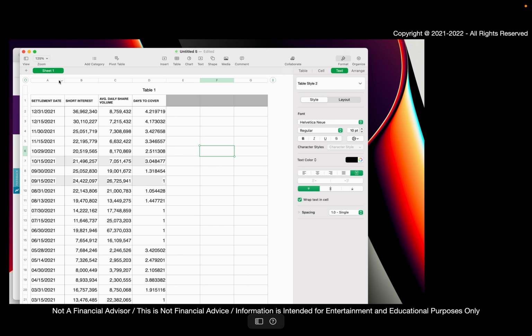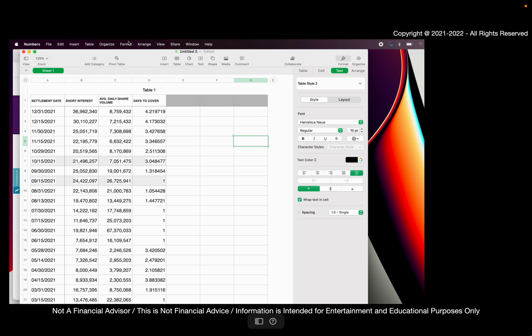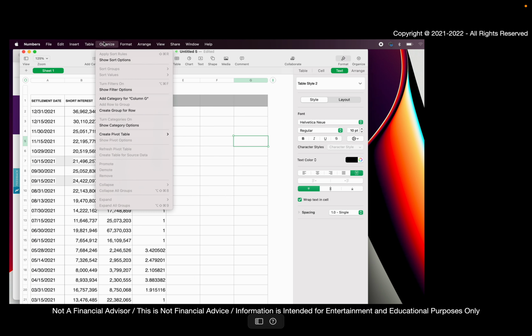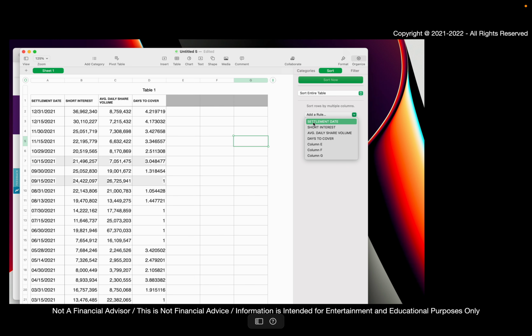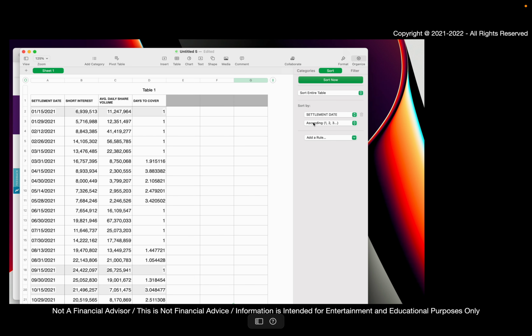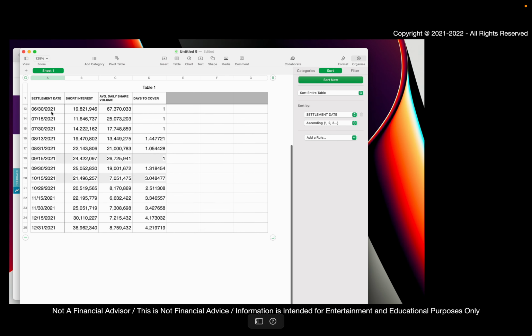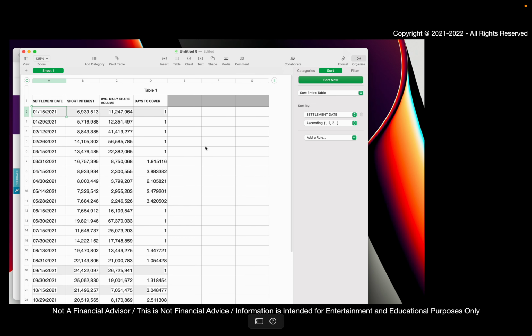So let's first get this in the correct time order. They have this in reverse chronological order, so let's do a sort. We'll sort by settlement date and get that into forward time order. Okay, there we go. So the earliest date on this is 1/15, and if we look, it goes all the way down to 12/31. So we've got about a year's worth of data here.